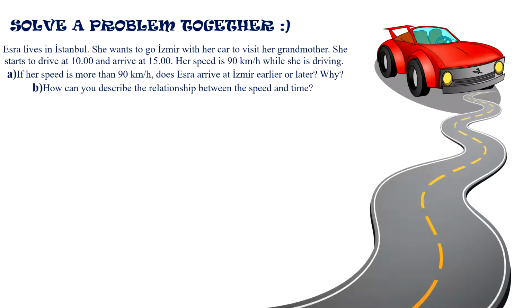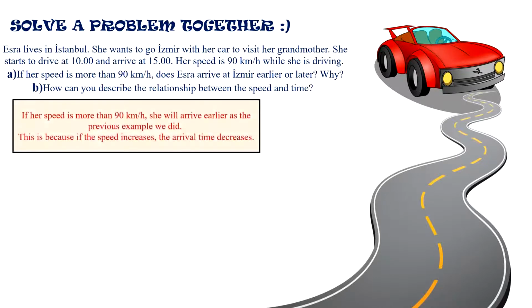If her speed is more than 90, does Esra arrive at Izmir earlier or later? Why? How can you describe the relationship between the speed and time? Please think for a while. If her speed is more than 90 km per hour, she will arrive earlier, as in the previous example we did. This is because if the speed increases, the arrival time decreases.